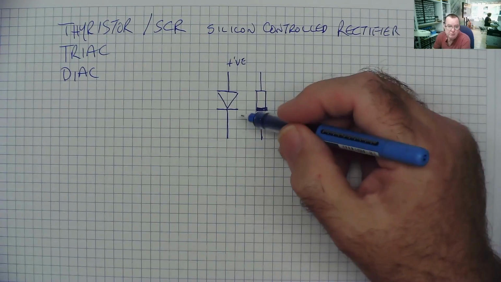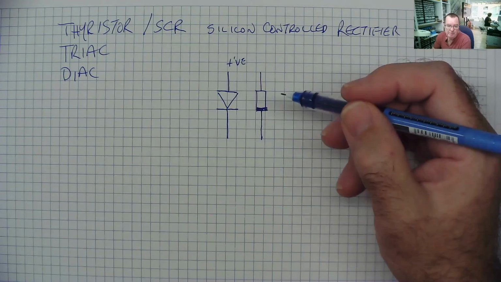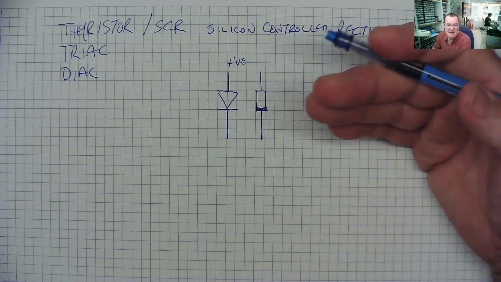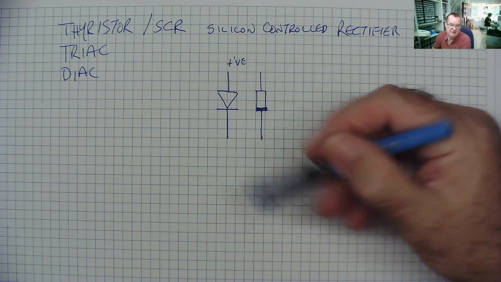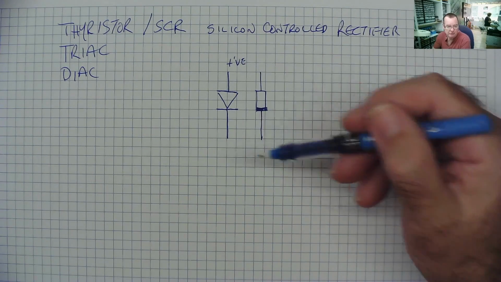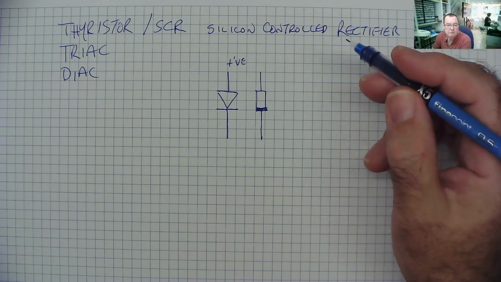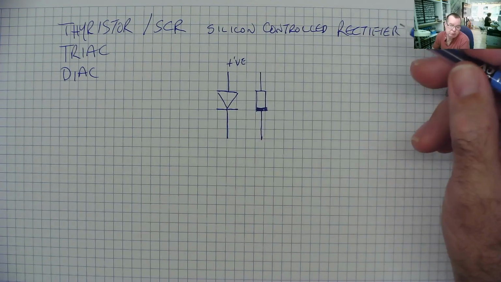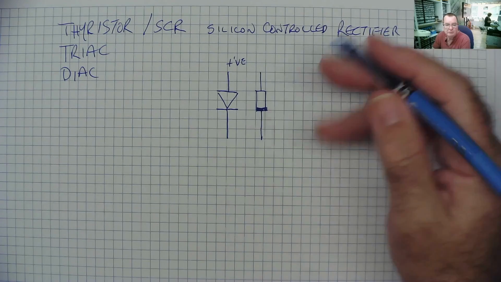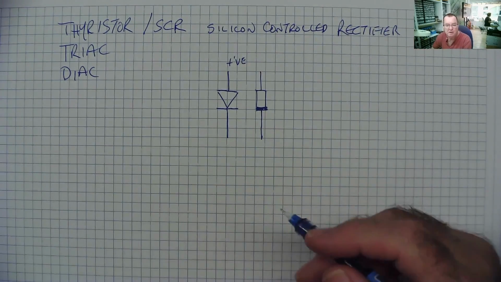So imagine we had a diode that effectively had an enable pin. So if you put voltage on the enable pin, you can switch the diode on and it will act as a diode, a rectifier, passing current in one direction. If you remove the enable signal, it will switch off. Well, that's almost how a thyristor works, but not quite.